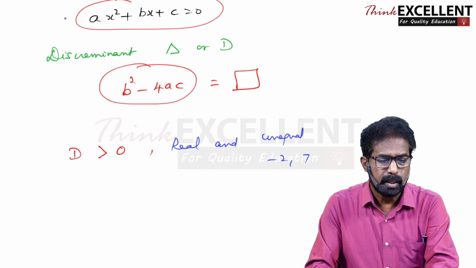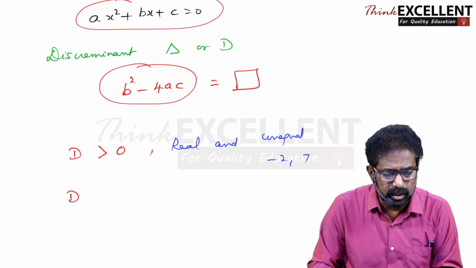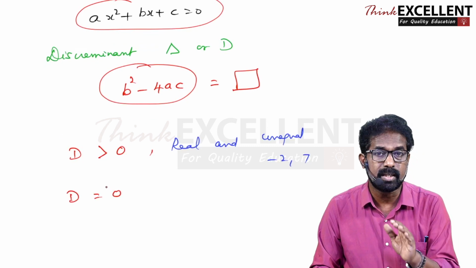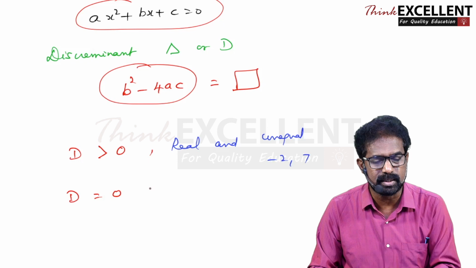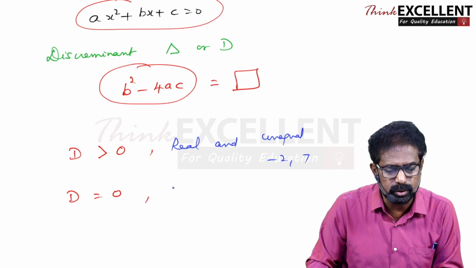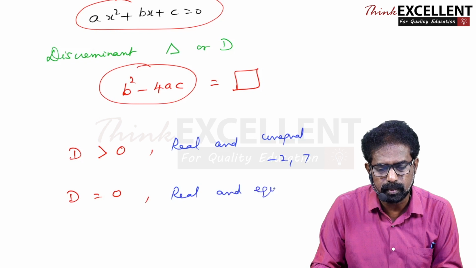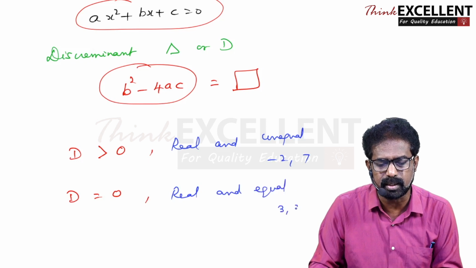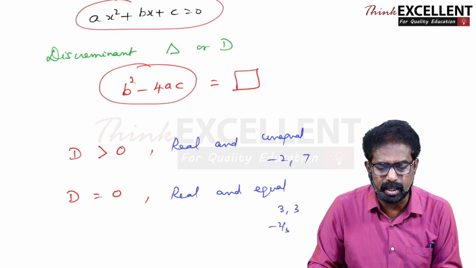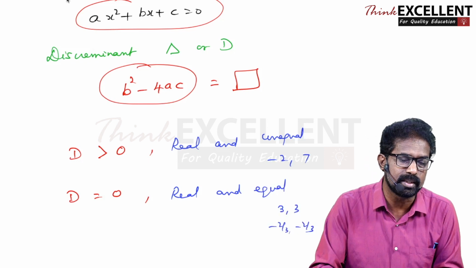Okay. Suppose when you find the discriminant, if your answer is 0, you are finding b square minus 4ac. Suppose your answer is 0, then the conclusion you give is roots are real and equal. Equal roots, 3 and 3, or minus 2 by 3 and minus 2 by 3. Okay, so that is that case.